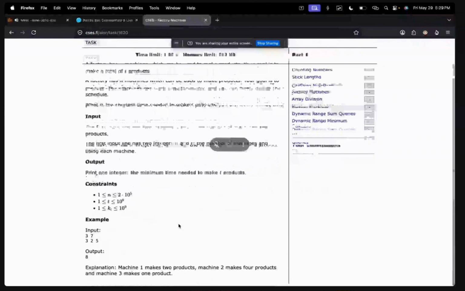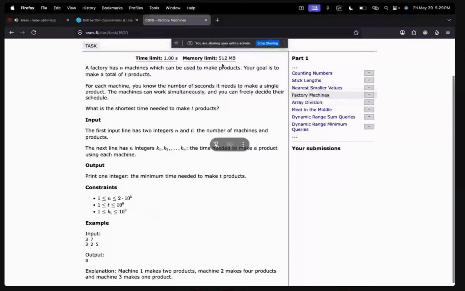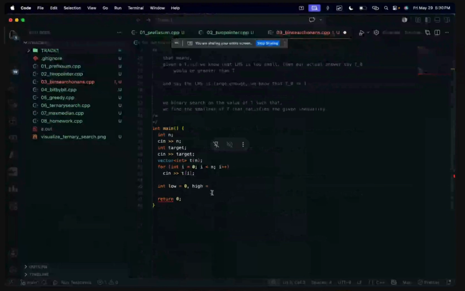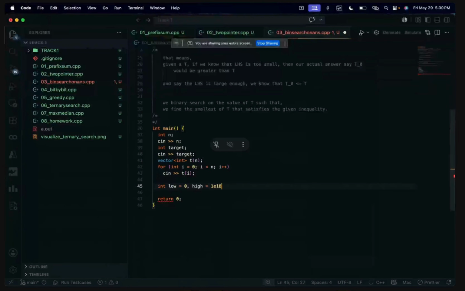So this is the actual question. For each machine, we know how much time it takes to produce each product. What is the time it takes to produce k products? In this question, the time it takes for a machine to produce a product can be up to 10 to the power 9, and the number of products it needs to produce is also up to 10 to the power 9. This means that even with only one machine, in the worst case you would take 10 to the power 18 time to produce the k products. So 10 to the power 18 is a safe upper bound of our answer. So we can say high is equal to 10 to the power 18.